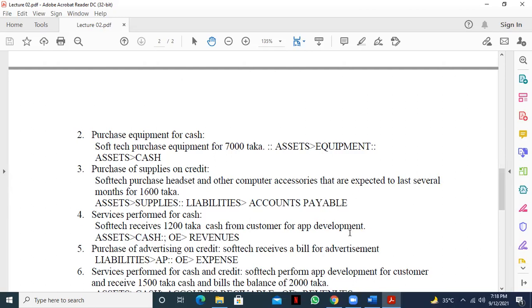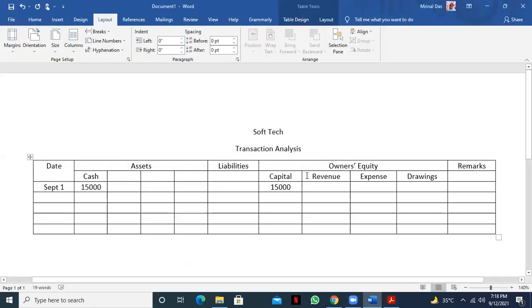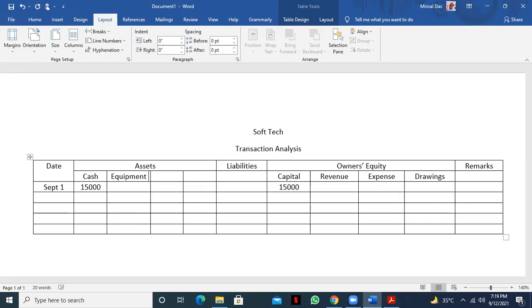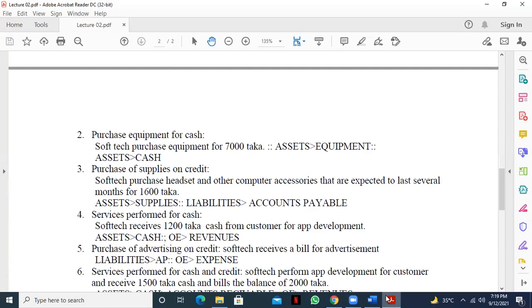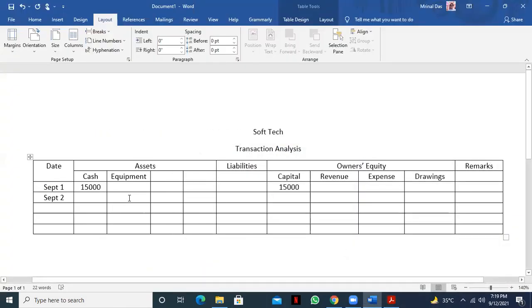So under assets there will be a new heading, we will name it equipment. Okay, so new heading, it will be equipment, and just give it the date September 2. The serial dates I am giving. So the amount is 7,000 equipment plus, but it is deducted from the cash, so cash will decrease, so 7,000 minus.